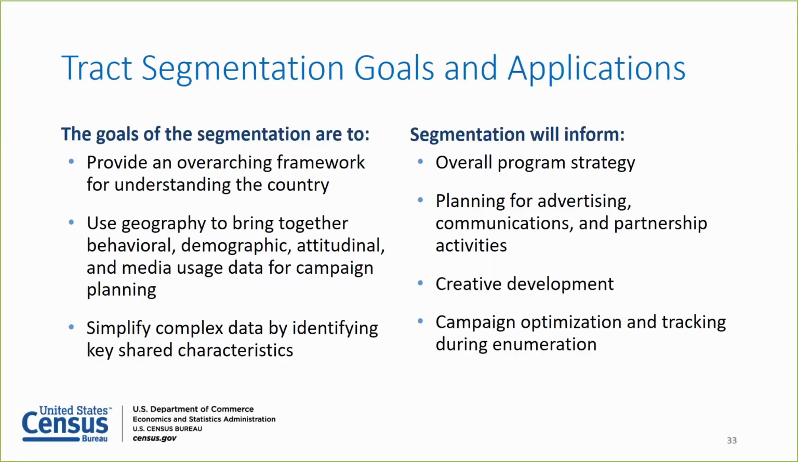So this is going to inform, like I said, our overall program strategy for reaching out, partnership, and advertising, communications, creative development, and campaign optimization and tracking during enumeration. And I just wanted to add, the ROAM won't contain live 2020 response rate information, but that data will be available through census.gov. We're going to have a live response rate, so people can know, okay, we need to do something to increase self-response.